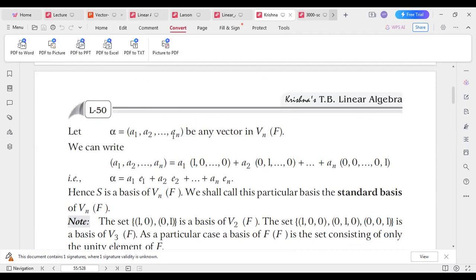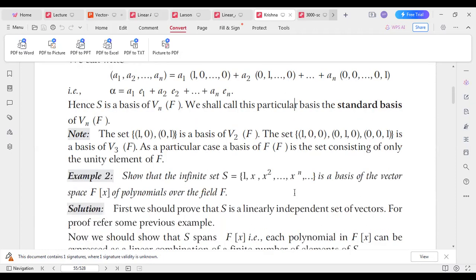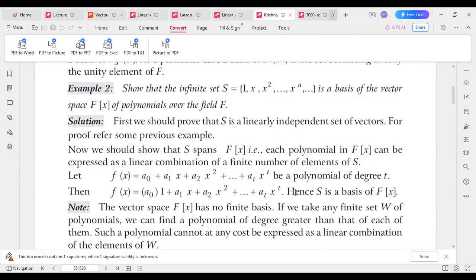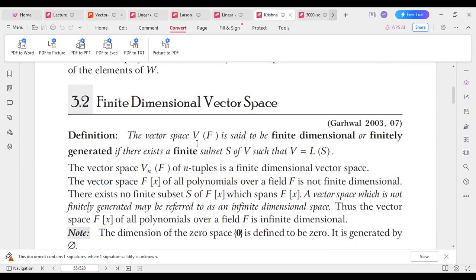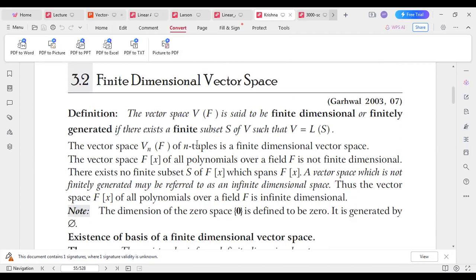That alpha equals a1, a2, and so on, scalars times the vectors Bn, then we can write this vector as a linear combination of the basis vectors. So in this case, S is the basis of Bn. We shall show that we call that a standard basis for this. Similarly, we can show the infinite set as a basis of polynomial functions. And this is the finite dimensional vector space.